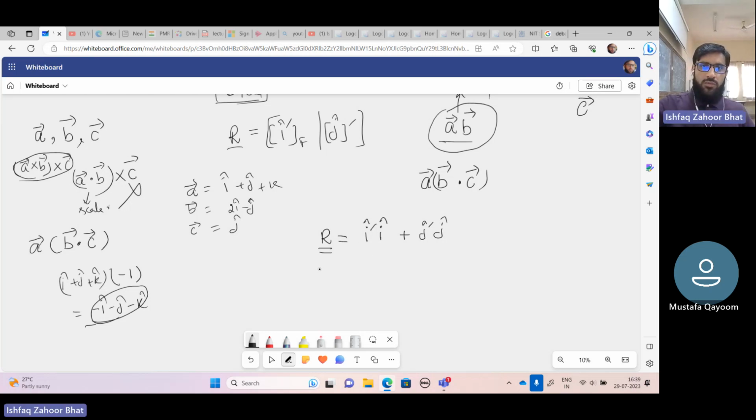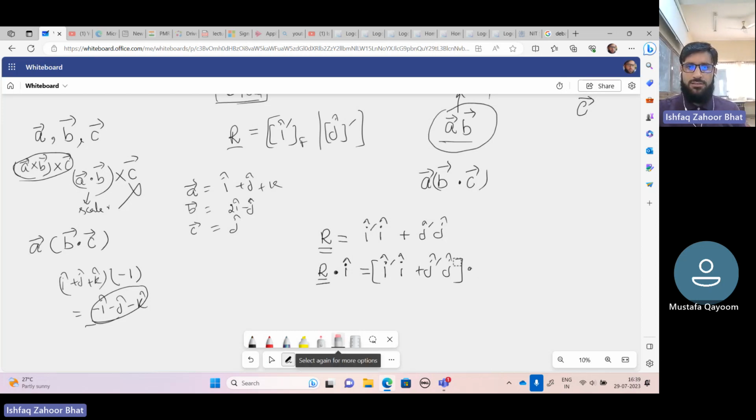Okay. Now, if I take this dyad and take the dot product with I, what should we get? Let us see what we will get. So basically, this is I dash I plus J dash J dot. Oh no, I should not use this notation because this symbolizes something else. Let me rub this off. Okay. So I should strip this notation. So it is R dot with I.